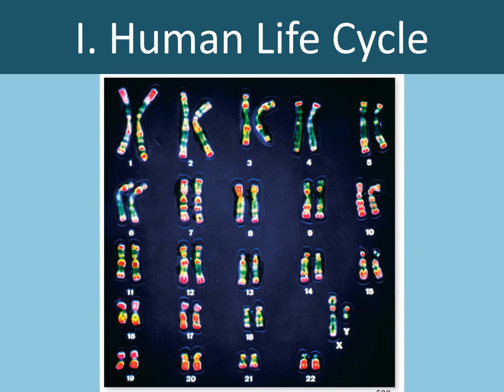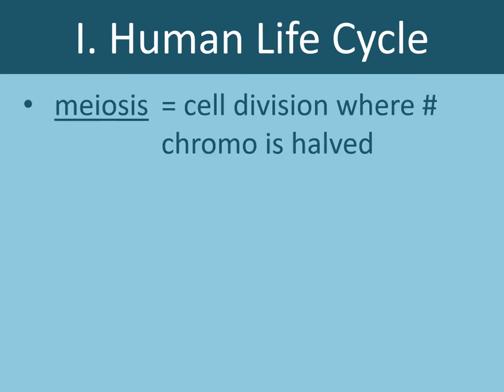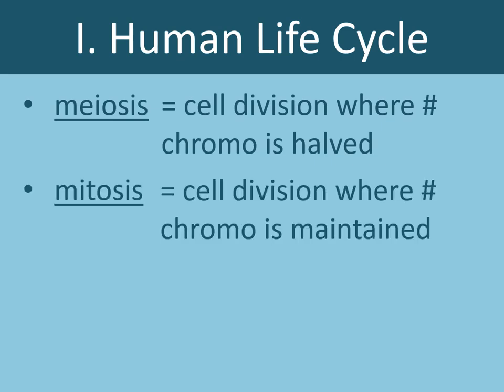After fertilization, the resulting cell, called the zygote, undergoes numerous cell divisions. During these cell divisions, the number of chromosomes must be maintained. This type of cell division is called mitosis. The picture on this slide is called a karyotype, where all of the chromosomes from an individual cell are laid out. To summarize, meiosis is cell division where the number of chromosomes is cut in half, and mitosis is cell division where the number of chromosomes is maintained.